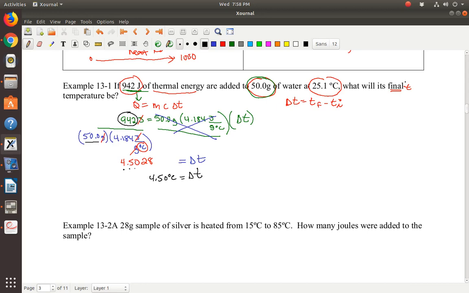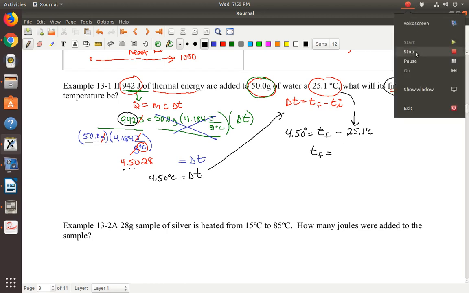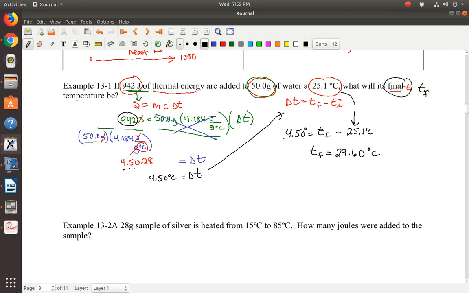But this is asking me what the final temperature is. It's asking me for T sub F, the final temperature. So I put this change in temperature directly in the formula. So 4.50 equals T sub F minus the initial temperature, which was 25.1. That's what we started out as. And now I just add that to both sides, so I will know what the final temperature is. It's 29.60. Remember that this is the value we calculated, so we got to keep those two decimal places.